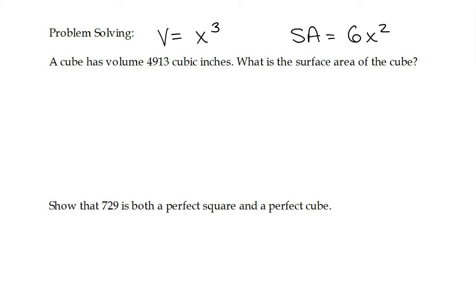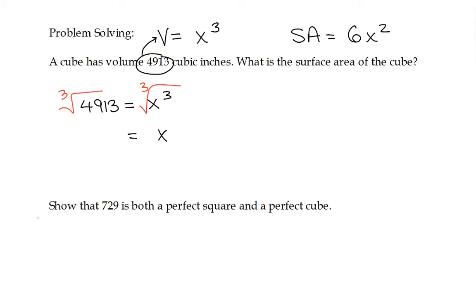So I've been given the volume. Where does that go? It gets substituted right there. 4,913 equals x cubed. How would you solve for x? It's kind of like the Pythagorean theorem, but we can't do a square root. We have to do a cube root. What's the opposite operation of cube? Cube root. So you cube root both sides and you get x equals whatever that is.